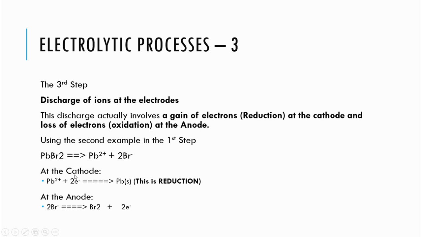So in the case of the lead bromide, don't forget it is just lead and bromine. So lead will be discharged at the cathode as the lead metal. What happens to the lead at the cathode? It gains two electrons, which is reduction. While at the anode, bromide loses two electrons, which is oxidation. Simple stuff. I forgot to put this is oxidation. Let me quickly do that.